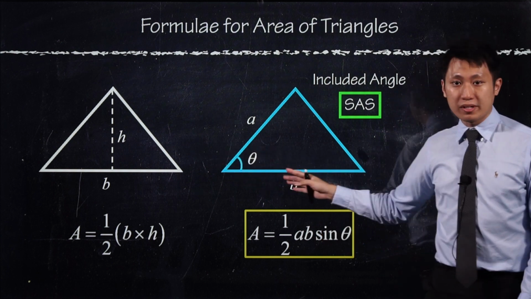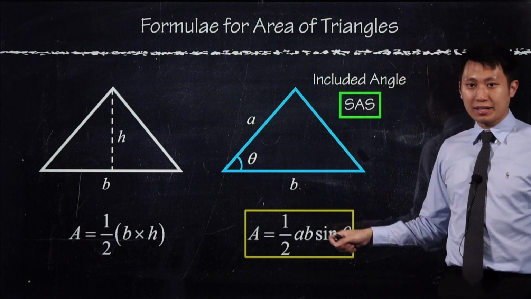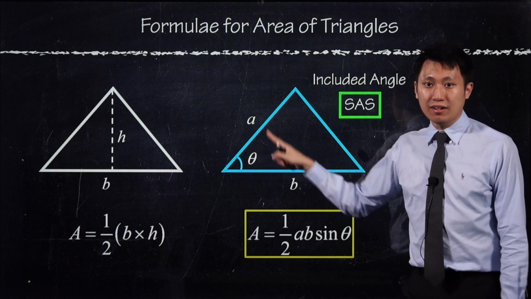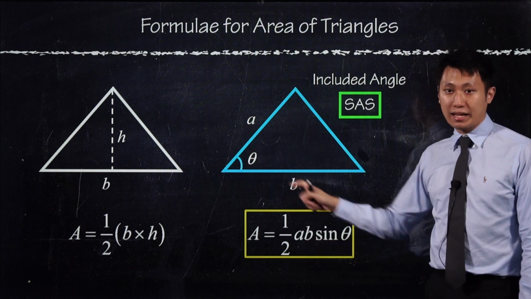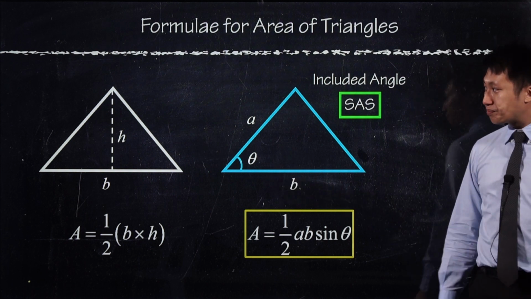So two formulas you need to know. This is a basic one, I think you should be okay. This is something new. If you have an included angle, SAS, you use half of this one times sine theta, the included angle. Alright, no problem. So let's see.